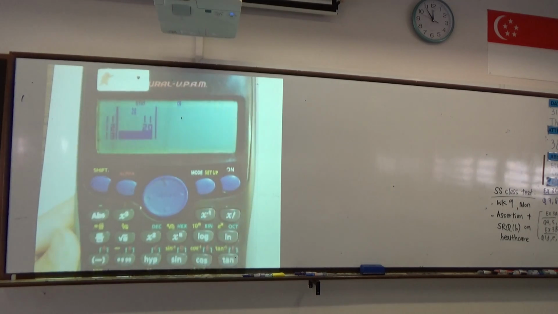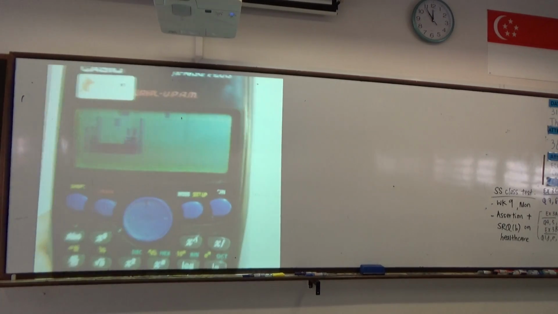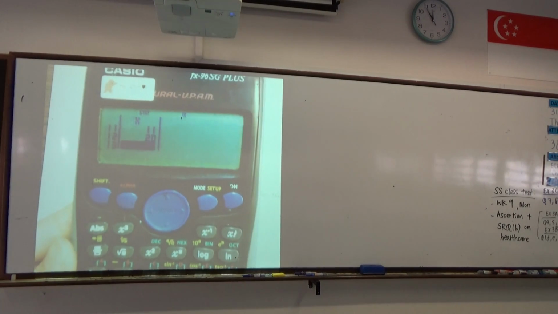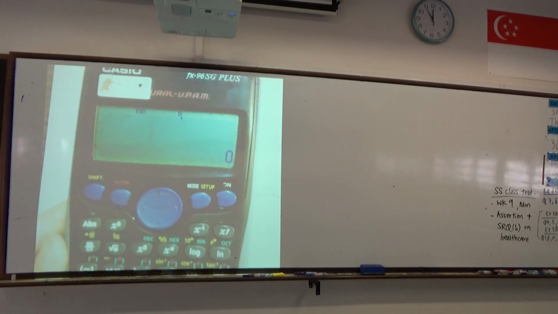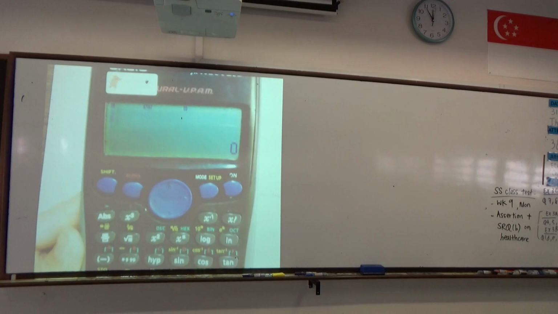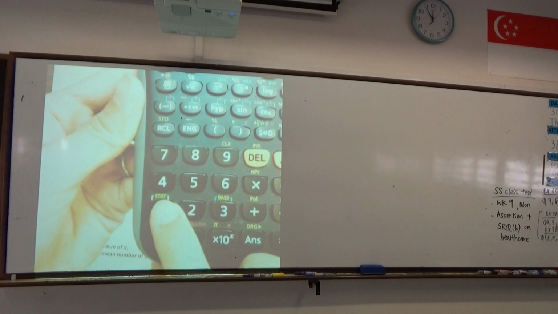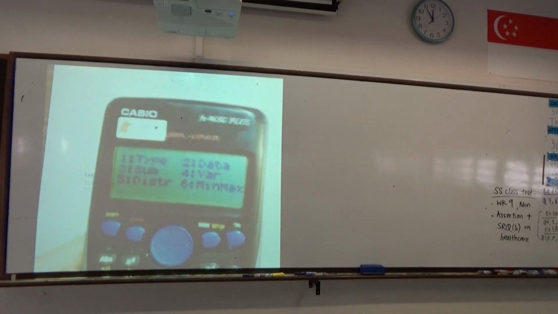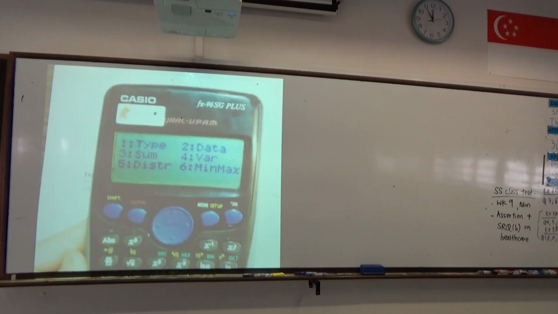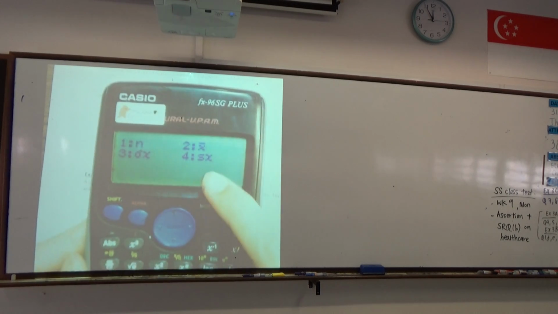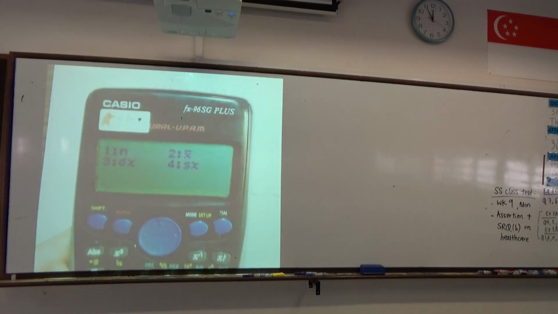Are we all following, for the Casio users? Then we press AC or the on button to get back to this screen. We press Shift, then number 1 for statistics, because above number 1 is the stat button here. Then you will arrive at this. We go to 4 variance, and then we reach this page. We are at point number 6 of your instructions.